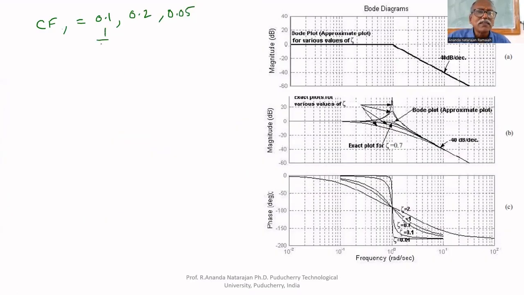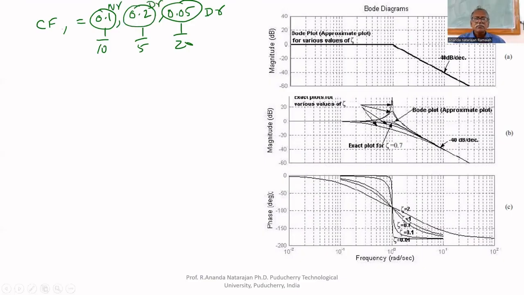This is for 1 by 10. This is for 1 by 5. This is for 1 by 20. This is for the denominator. This is for the numerator. This is also for the denominator. Am I correct? Yes. This is for the denominator, and this is for the numerator.